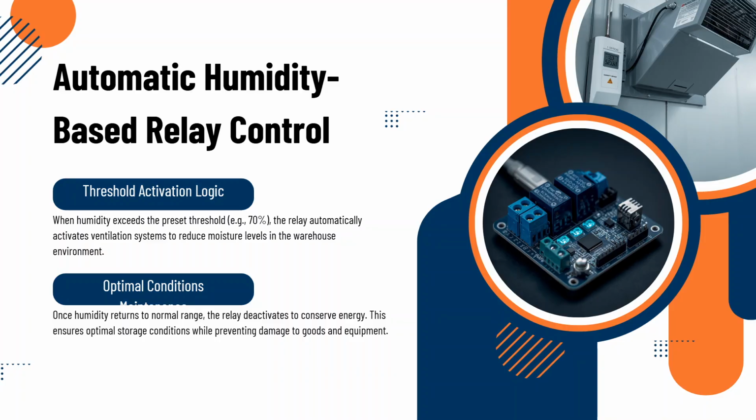Automation, humidity-based relay control. One of the important features of this system is automatic relay control. When humidity crosses a predefined threshold, the relay is activated automatically. This ensures proper environmental control without manual effort. The system continuously monitors humidity levels. This feature improves efficiency and helps maintain optimal conditions. It also reduces energy wastage by controlling devices only when needed.